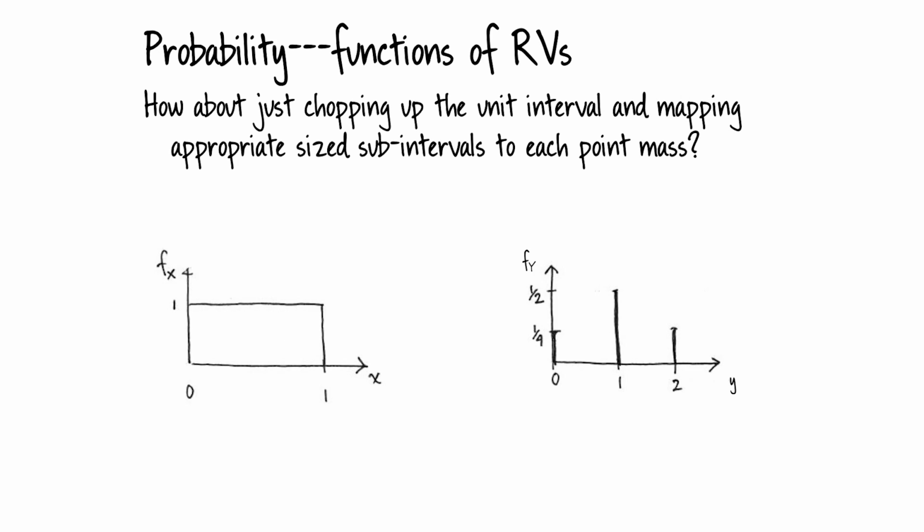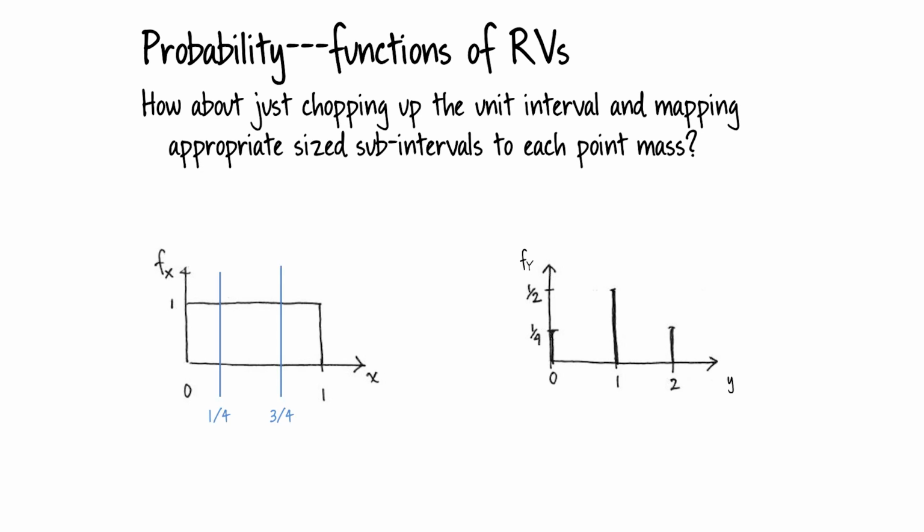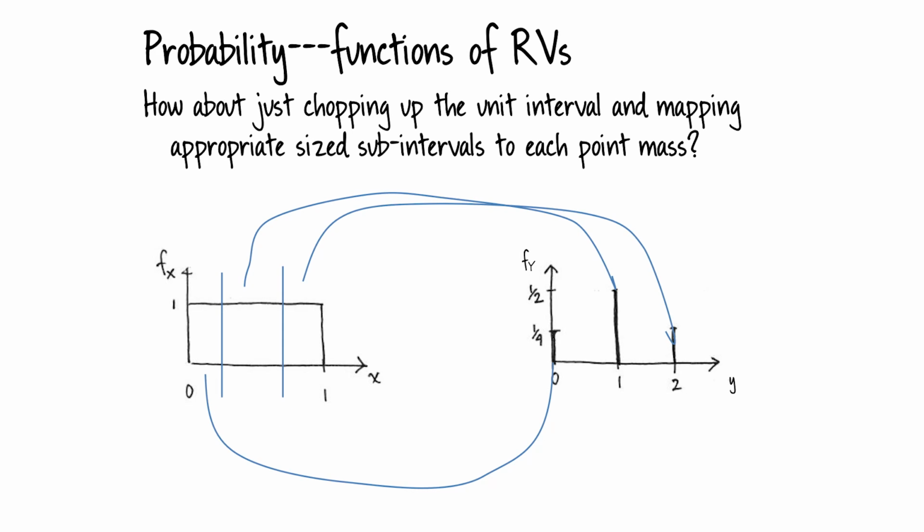Okay, so here graphically is the PDF of x. There's the PF of y, and let's suppose we divide up the interval that way. Keep in mind, this isn't the only way we could do it. We could divide it up in any way such that 1/4 of the probability got mapped into 0, 1/4 got mapped into 2, and 1/2 got mapped into 1. But this is as good a way as any. And then we map the subintervals like that. Okay? Does that make sense?